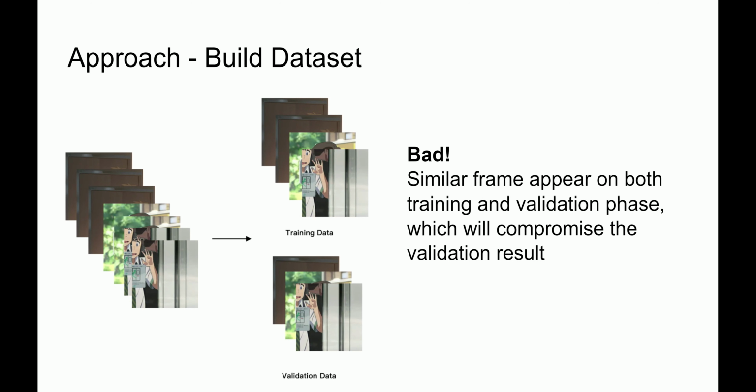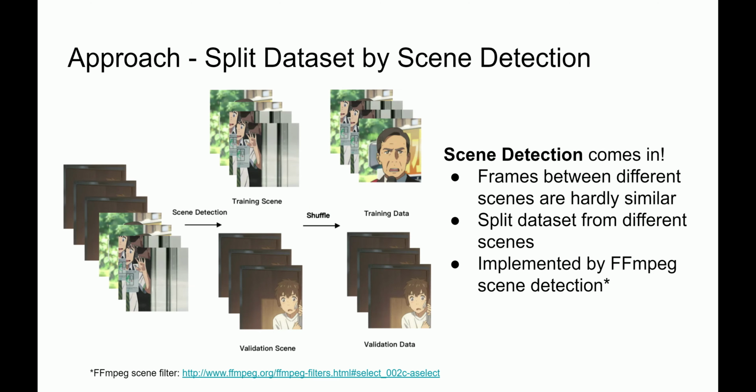As for dataset building, we cannot directly shuffle all frames from the video, because frames that come from the same scene could be very similar. If similar images appear in both the training and validation phases, it could compromise the validation effect. But fortunately, frames from different scenes are hardly similar. If we could make sure frame images for training or validation belong to different scenes, we could avoid this conflict. So here is where the scene detection comes in.